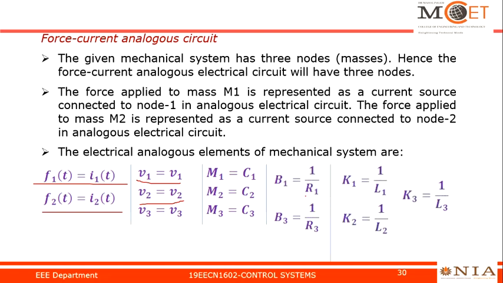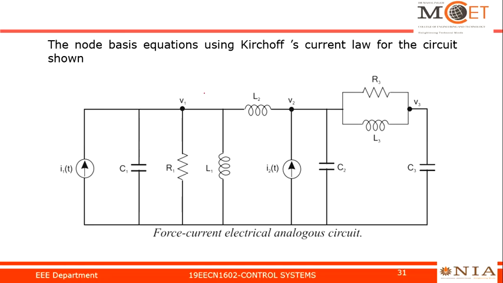And there is a change in elements as well. There in force voltage, M becomes L. Here, this M becomes C, capacitor. And there, the B is resistance. Here, the B is analogous to conductance, that is reciprocal of resistance. And the K here is reciprocal of inductance, 1 by L.